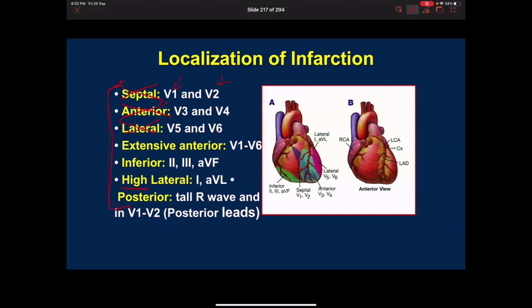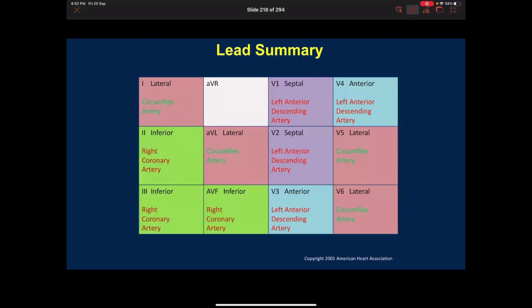Same thing with lateral. You need to see it in I and AVL. I and AVL are considered consecutive. In inferior, you need to see it in at least 2 of these to call it inferior MI, okay? In posterior, like we said, you would see an ST depression in V1, V2, and stuff like that. So you have to know this. In the exam, you have to know this.